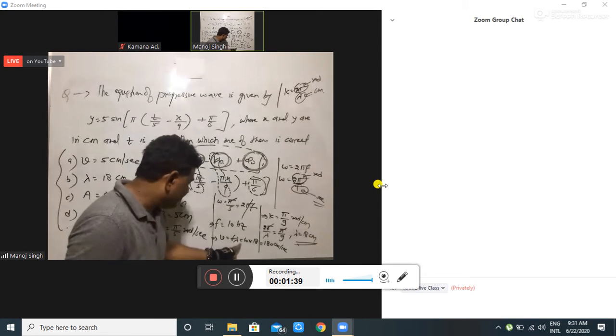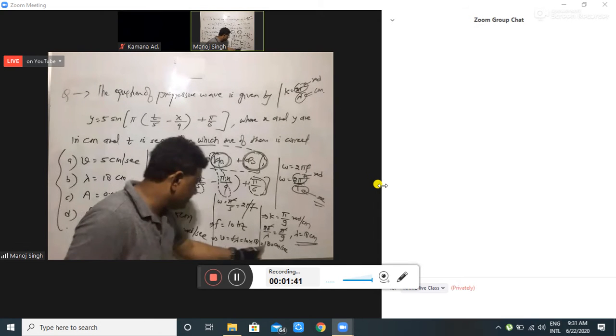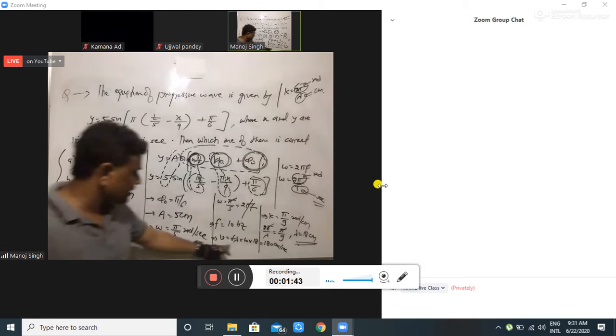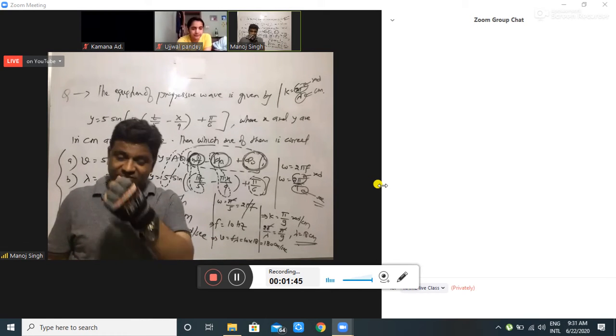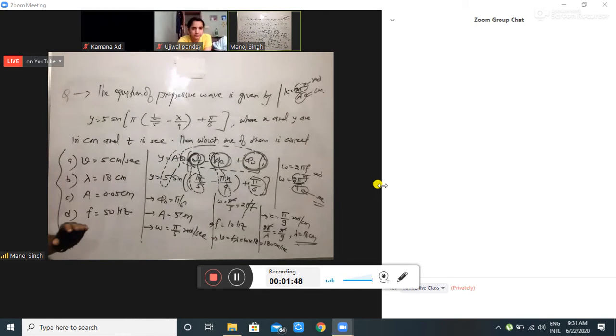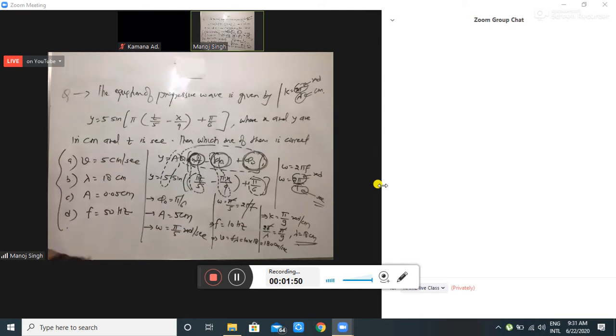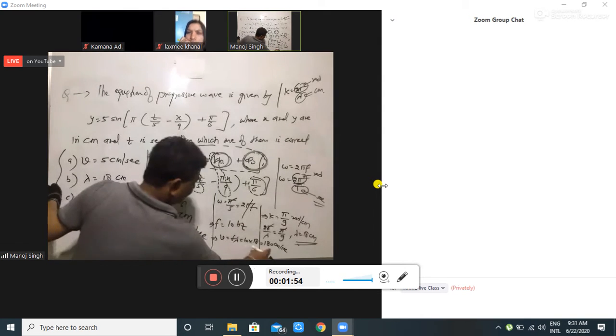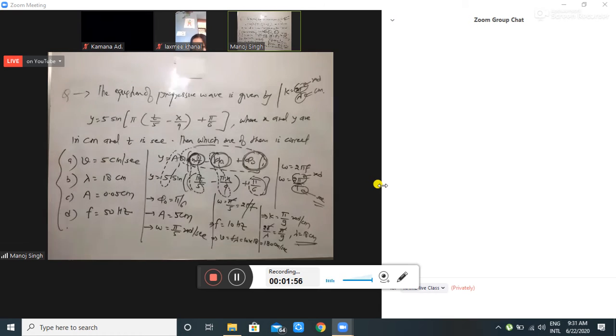V is equal to F lambda. V is 180 centimeter per second. This is the velocity of the wave. So these are all values we have taken in class. The velocity of the wave is given as 5 centimeter per second and our velocity of the wave is coming 180 centimeter per second. This is the wrong value.